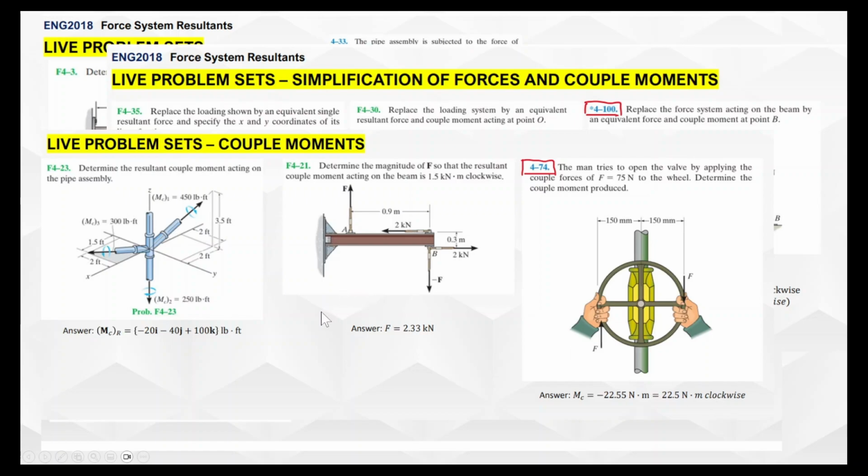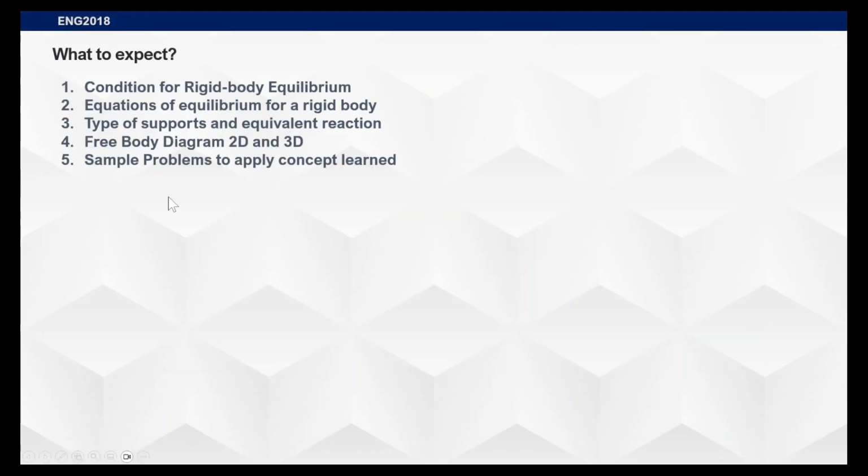Okay. So for this particular lecture, we're going to go over them. What are the conditions for rigid body equilibrium? What are the equations of equilibrium for a rigid body, which you would guess by now is almost equal to the one we discussed before in lecture 3. And of course, what are the types of supports and equivalent reactions? How to draw the free body diagram in 2D and 3D. Then, of course, sample problems to apply concepts learned.